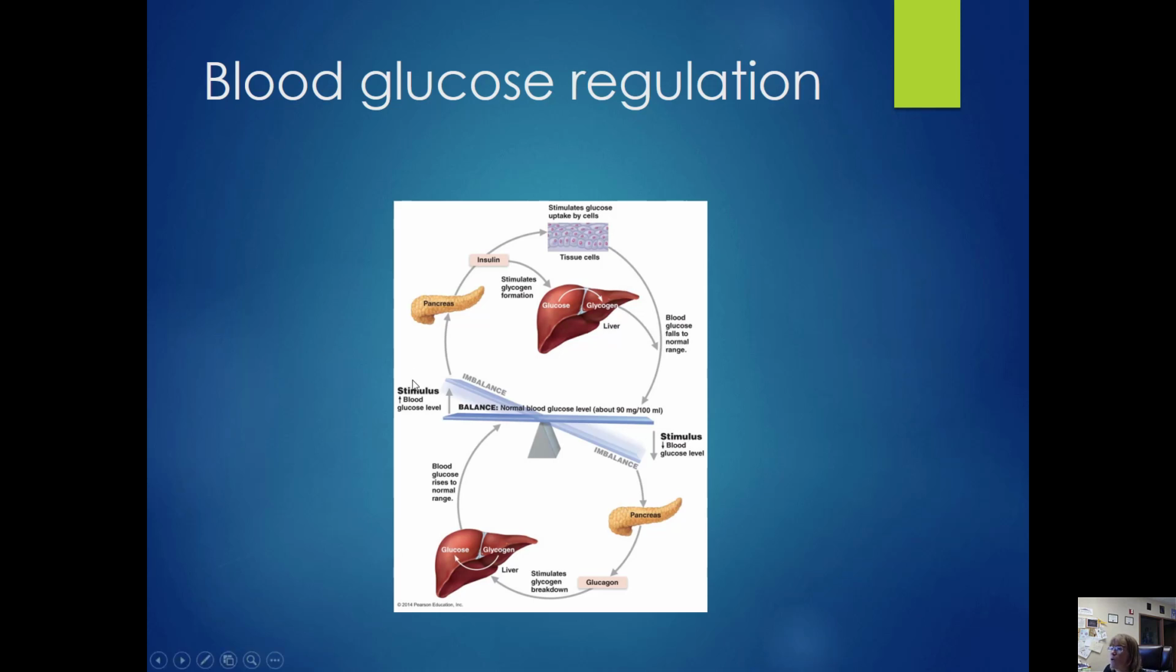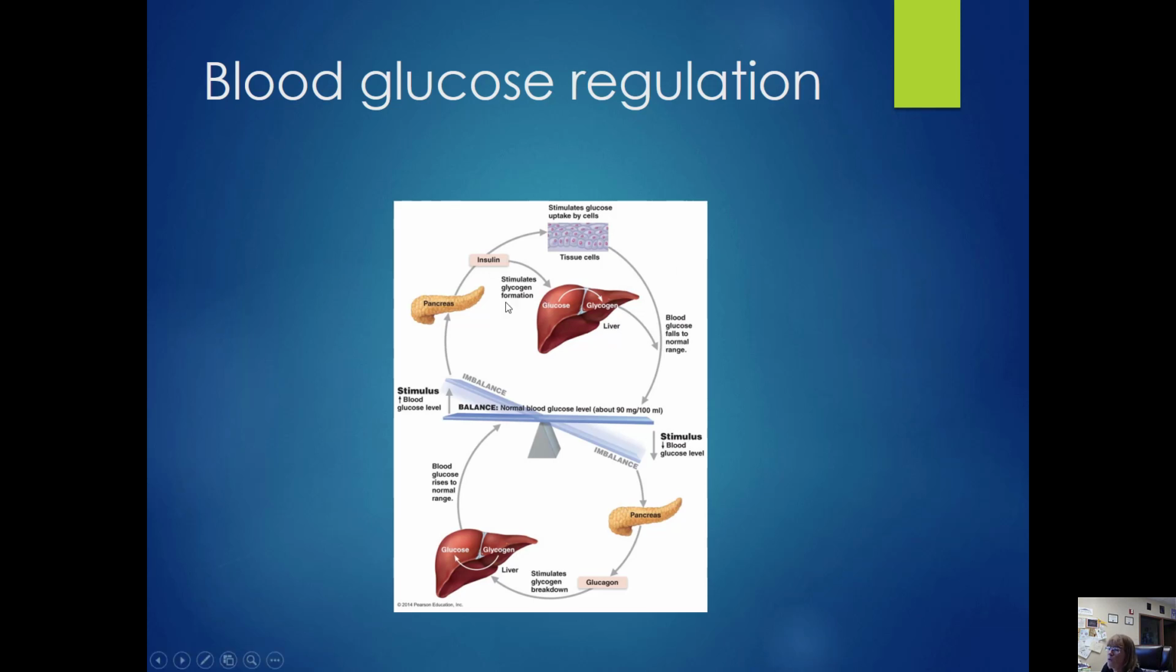Here just shows some blood glucose regulation. So when my blood glucose level is high, my pancreas will be stimulated to secrete insulin, which will do 2 things. It'll go to our muscle cells, tissue cells primarily, not our brain. It's really important to know that there are no insulin receptors in your brain, which is really good because your brain just takes up glucose by itself and doesn't need the stimulation of the insulin to insert those glucose receptors into the cell membrane.